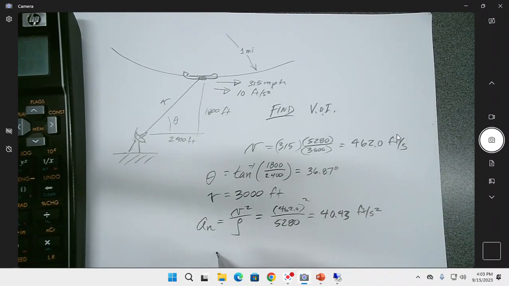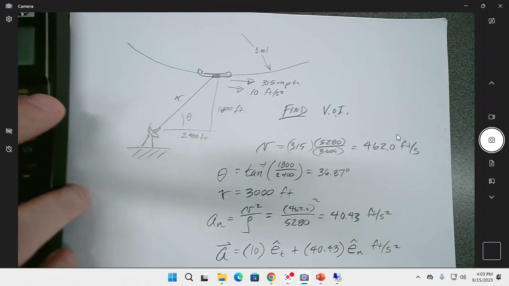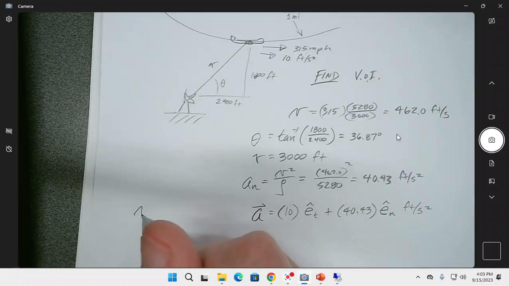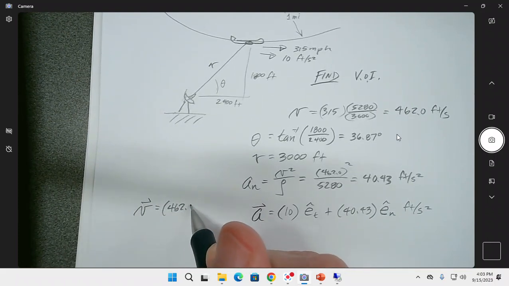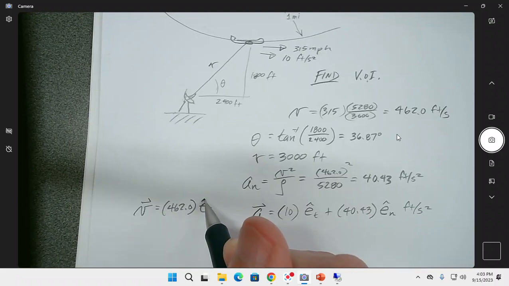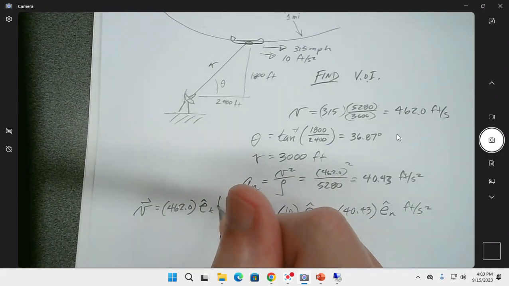So here we go. We're going to write acceleration of the thing is going to be, is it speeding up? Is it speeding up? Yes. So we're going to have 10 eT plus 40.43 eN. We could also write out without having to do anything else that the velocity is 462.0 eT feet per second.